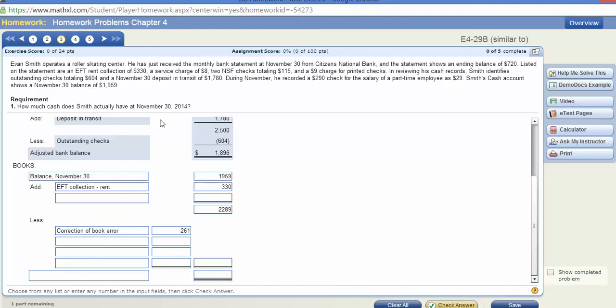I can't make this stuff go away because we're at the top here. But this 1959 was recorded as $29. So this used to be $29 higher, and we wrote a check for it and incorrectly recorded it as 29. It should have been $290.